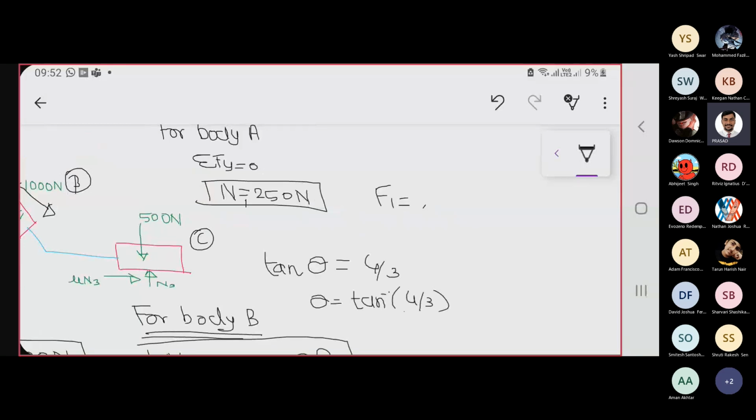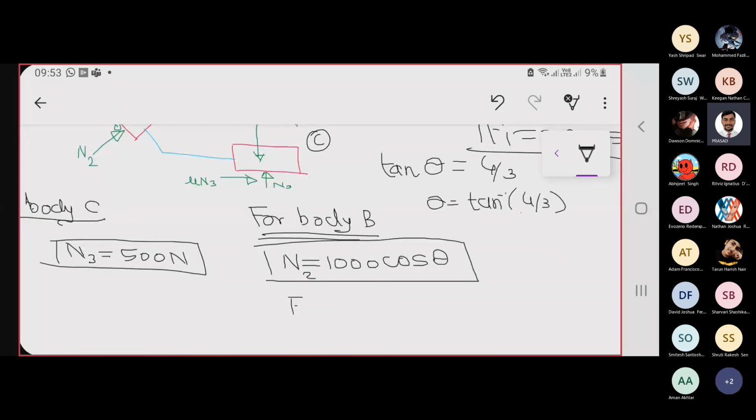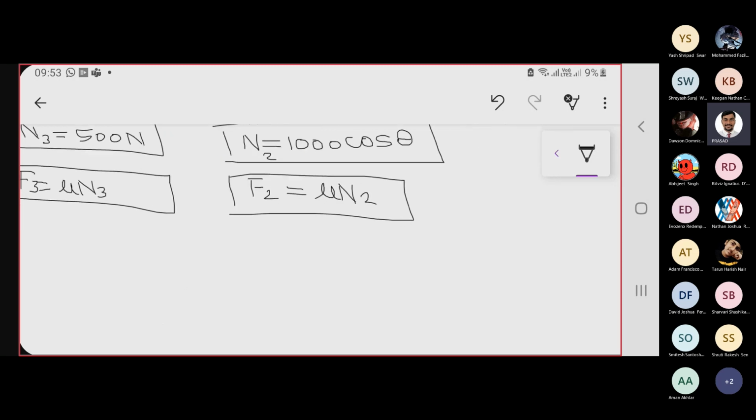F1 is equal to mu into N1, that is 0.3 into 250. Similarly, F2, F3. Okay. Now we got all the unknowns. Now we can apply the energy principle, the work energy principle.